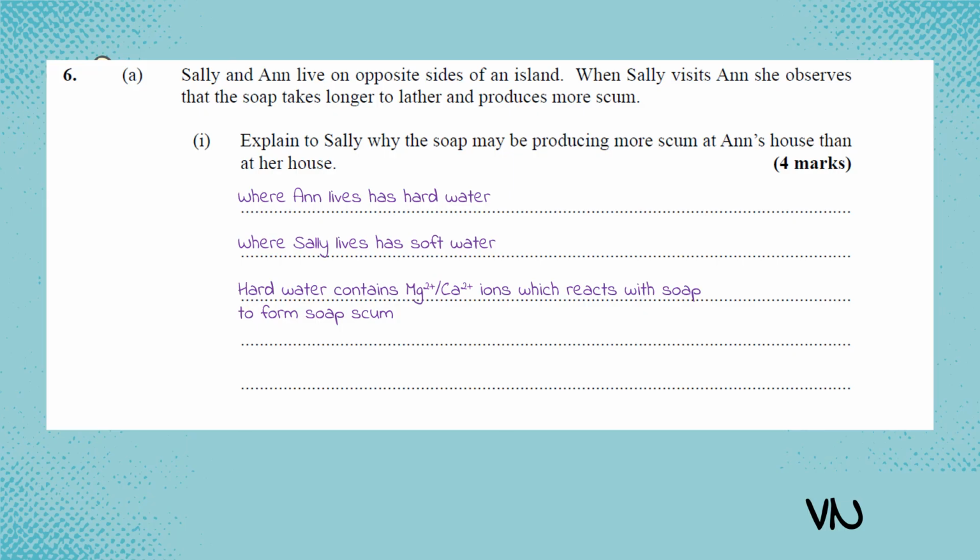The answer is very simple: where Anne lives has hard water and where Sally lives has soft water. Hard water contains magnesium 2 plus ions or calcium 2 plus ions. We discussed this earlier. And these ions react with soap to form soap scum.